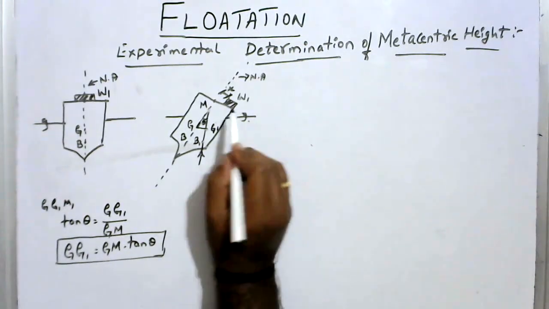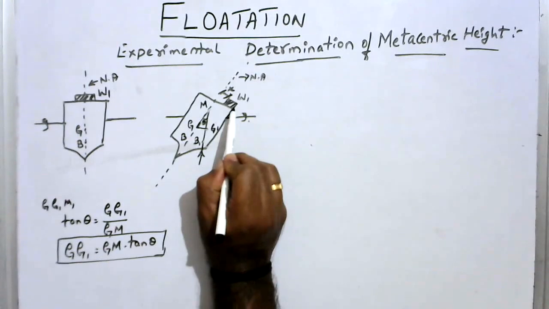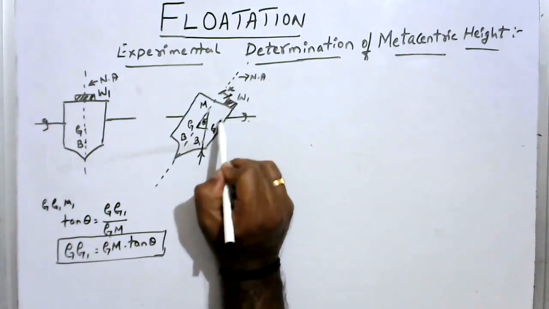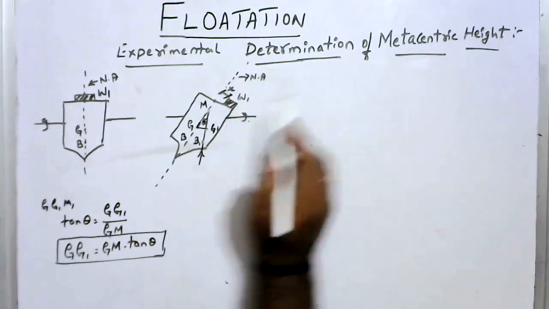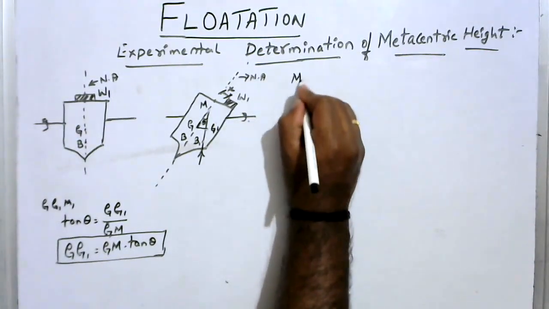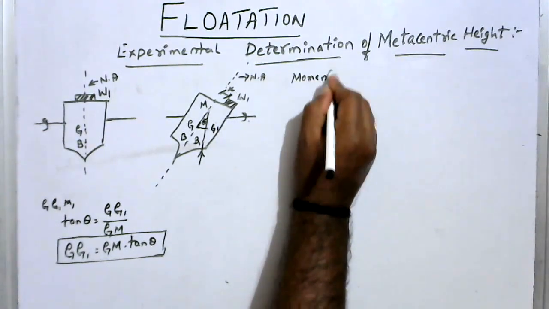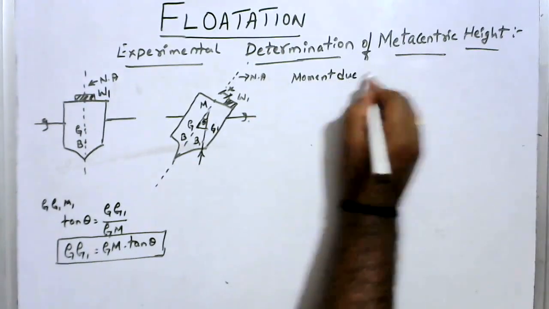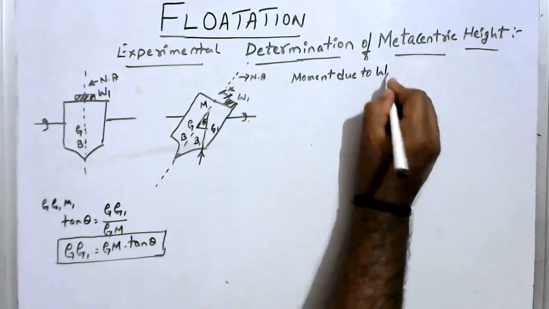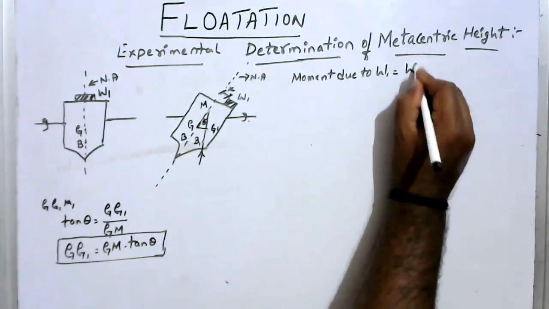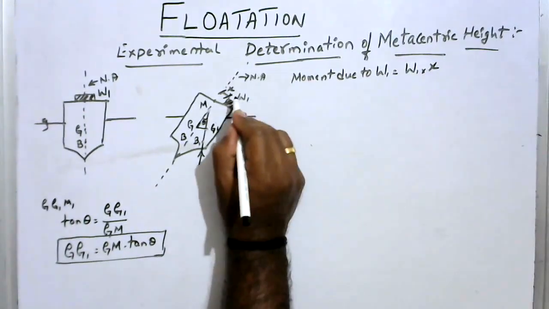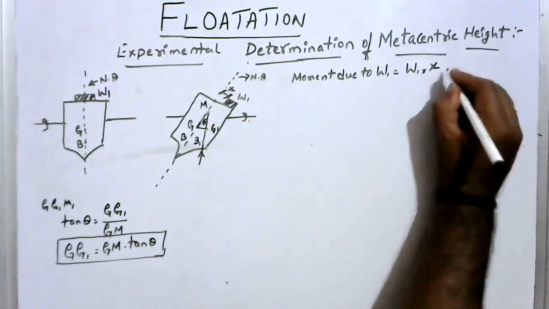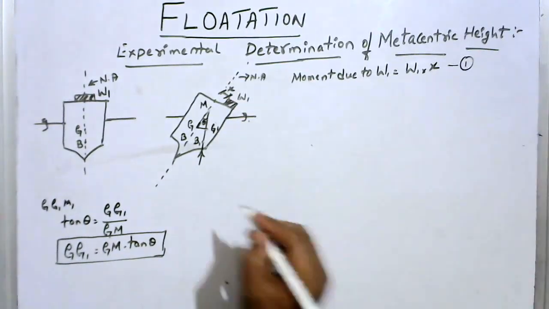Now, since the shifting of the weight to one side, a moment will be formed due to this weight W1. I'll write the moment due to the small weight W1, which is given by W1 into what? Perpendicular distance, that is X. Okay, so you call this equation 1.